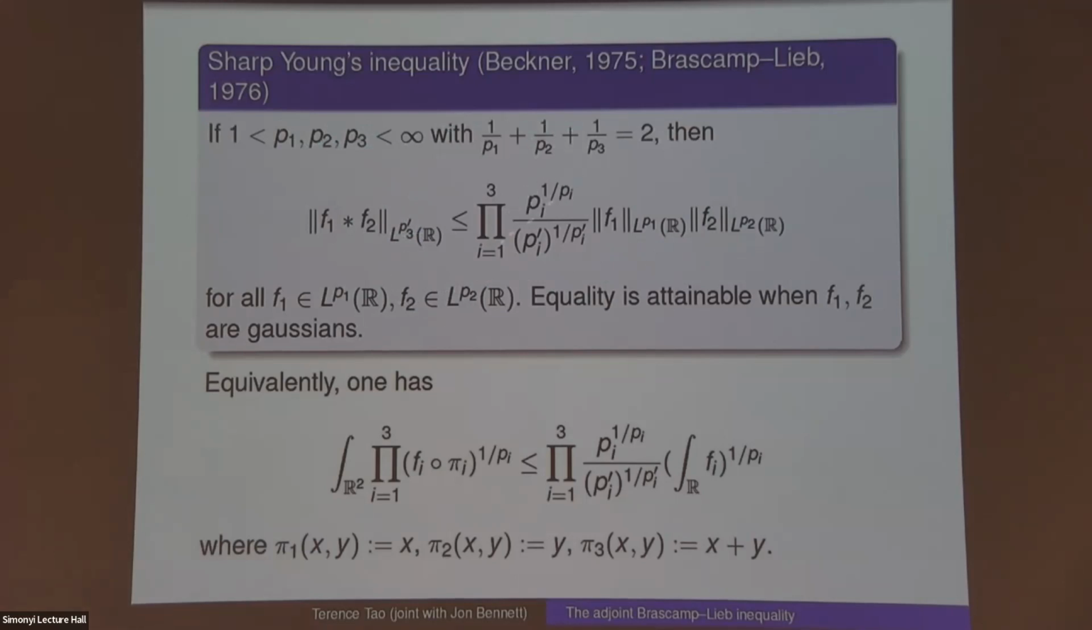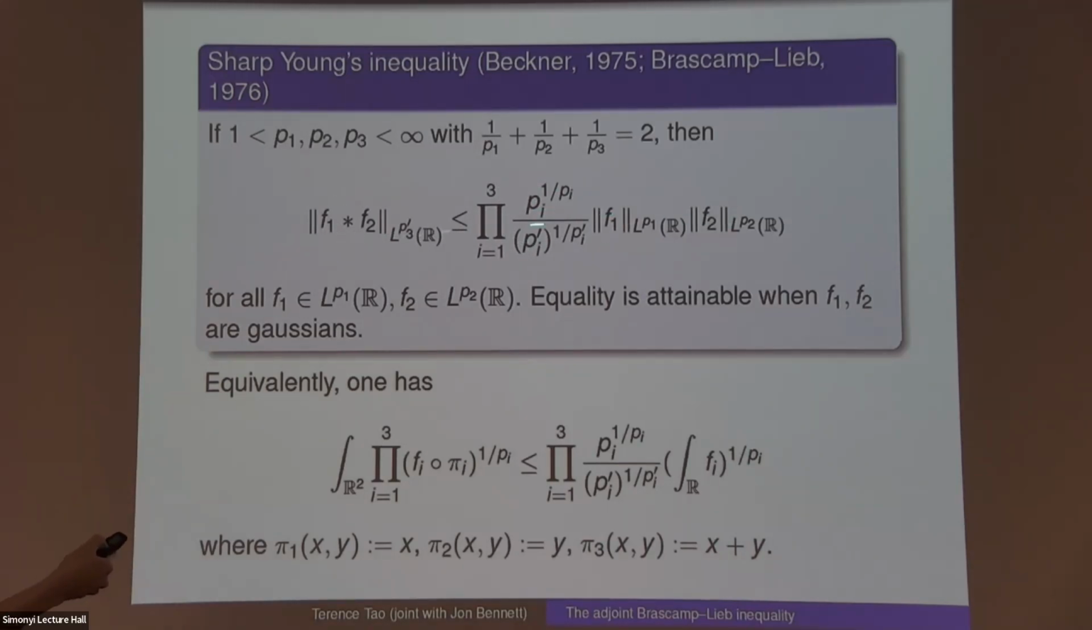So Young proved this without an extra constant, but then it was observed by Beckner and also by Brascamp-Lieb, maybe that actually is the original paper with this, that you can actually improve the constant. If you just use a standard Riesz-Thorin interpolation, complex interpolation, you can get the constant 1, but you can actually get a slightly smaller constant. And this is actually the optimal constant. So this is the sharp Young's inequality, and it is attained when F1 and F2 are well-chosen Gaussians.